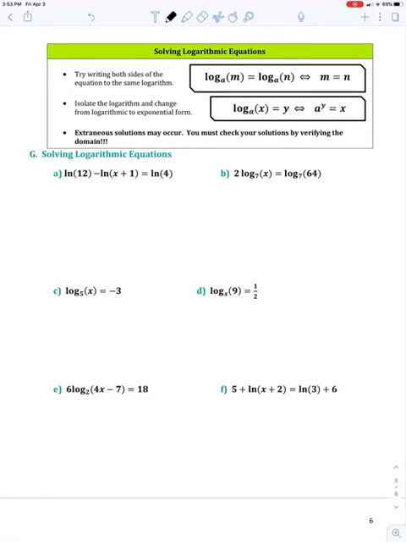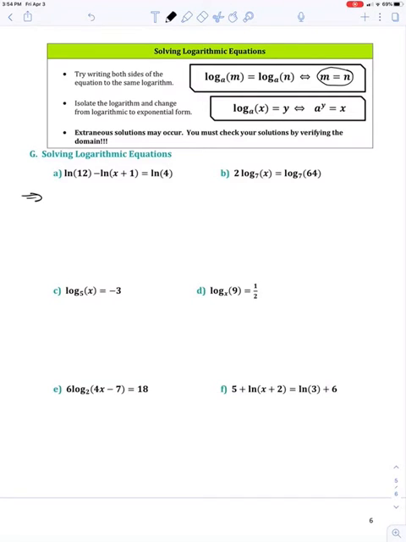Now, log base a of m equal log base a of n implies m equal n. Log base a of x equal y implies a to the y equal x. Sometimes it helps us to rewrite it exponentially to solve it. Sometimes we can do it just using the same bases. Let's take this first example.